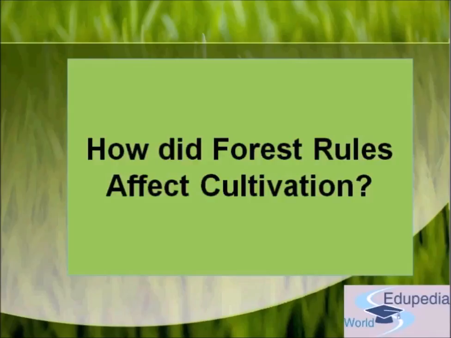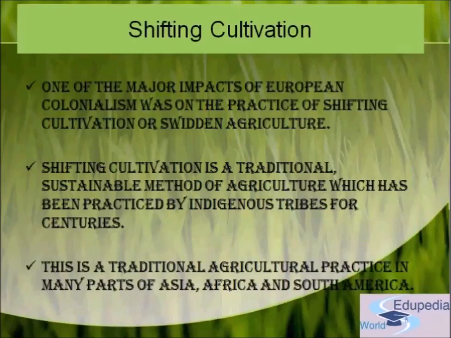Another change they brought is that they banned shifting cultivation. Shifting cultivation is a very primitive agricultural technique, and the British banned it, so it made the life of villagers adverse, we can say. We are going to learn about it in detail, so let's get started.